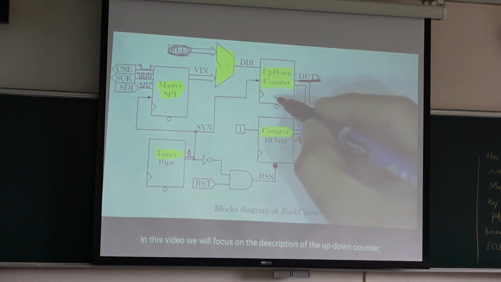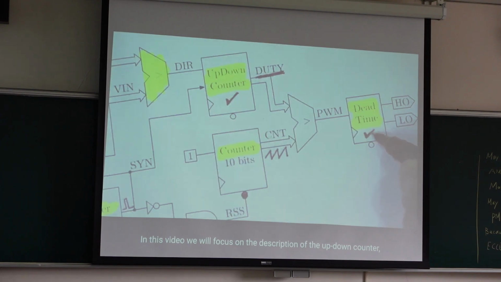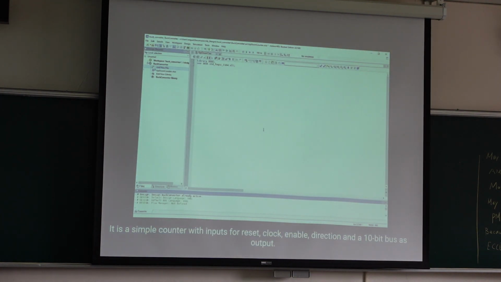En este video nos concentraremos en la descripción del contador ascendente-descendente y en el módulo de retardo de señales dead time. Se trata de un contador simple con entradas para el reset, reloj, habilitación, dirección y un bus de 10 bits como salida. Su arquitectura es conductual dado que está descrita mediante procesos.